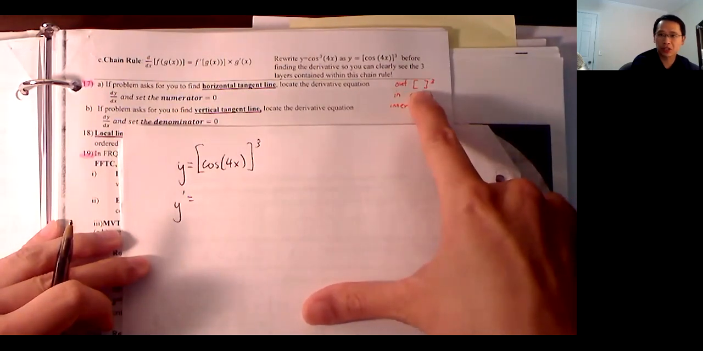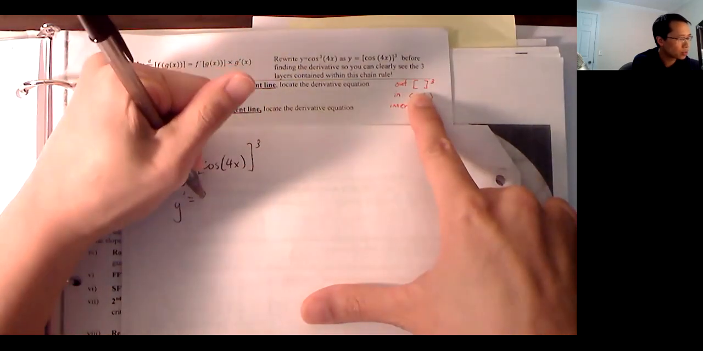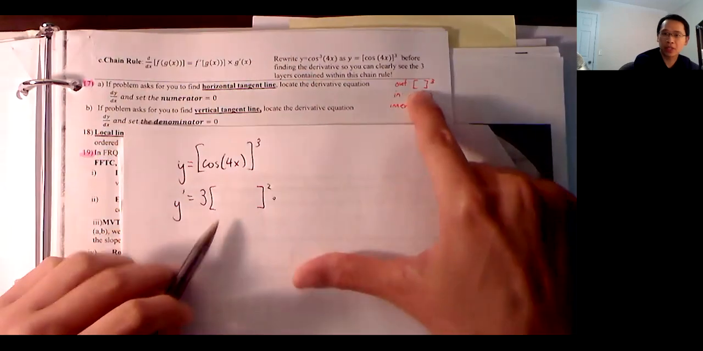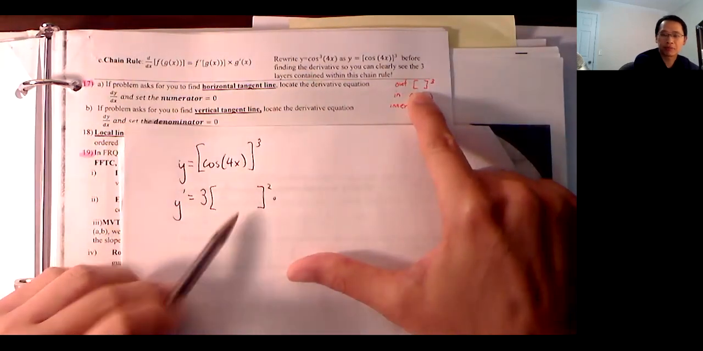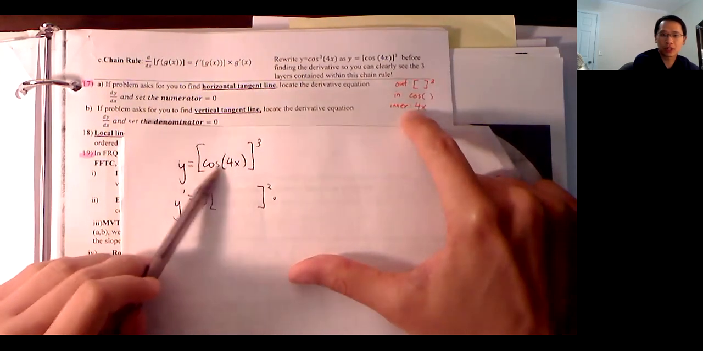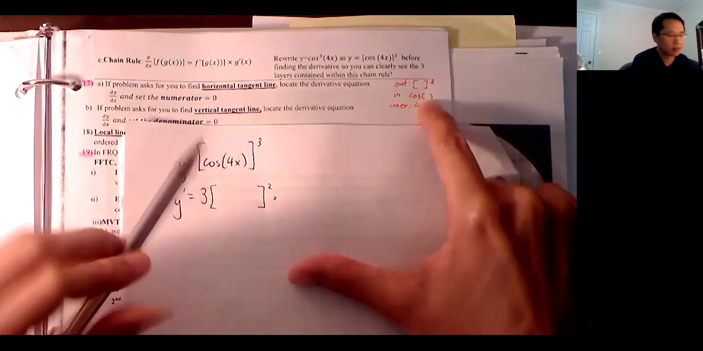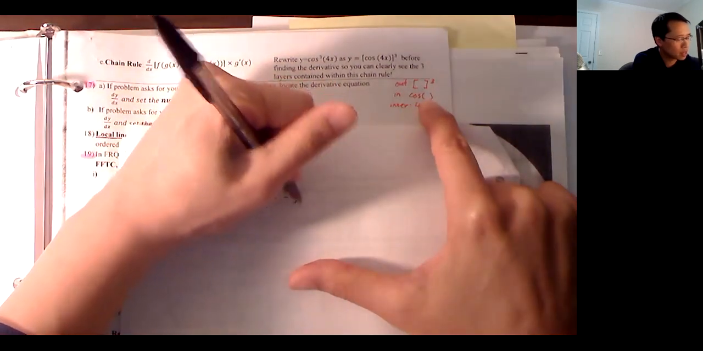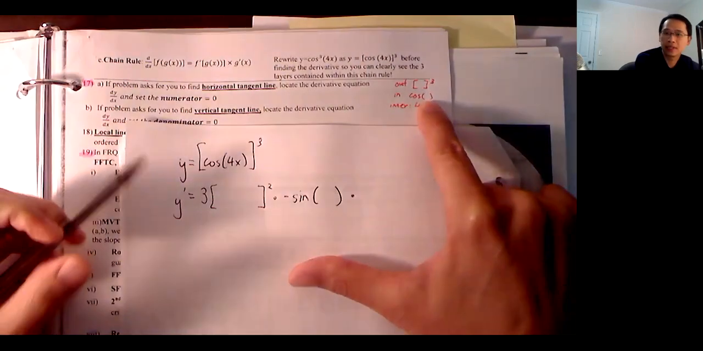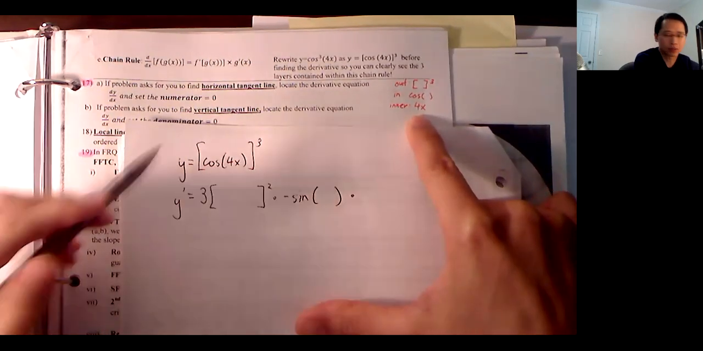Think of the bracket as just its own variable, so we do power rule there. So we get 3 bracket squared. That will take care of the outer function's derivative. Now we're going to move on to the next part, which is cosine of parentheses. Cosine's derivative is negative sine, so this becomes negative sine of parentheses, times the innermost function's derivative. And 4x's derivative is just 4.